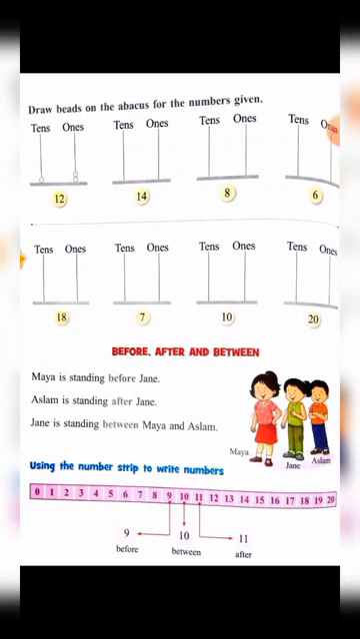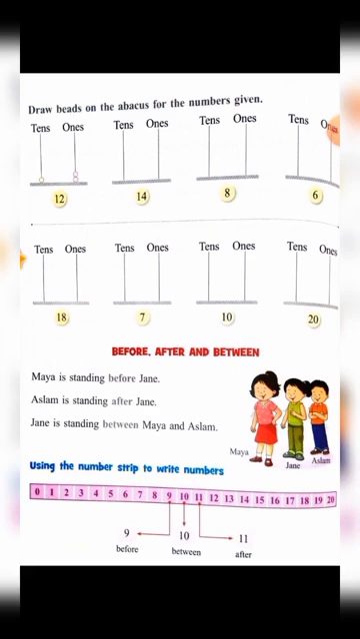Then draw beads on the abacus for the numbers given. So here, same, but they gave a number and we should draw beads on the abacus instrument. So the first one, they gave 12. In this number 2 is in ones place and 1 is in tens place. So we should draw 2 beads in ones place and 1 bead in tens place. Like this we should solve all these numbers.